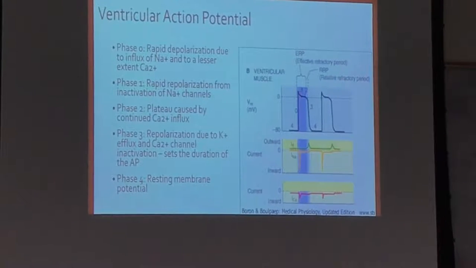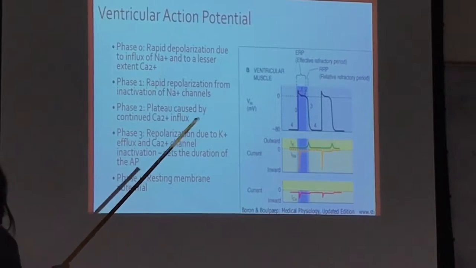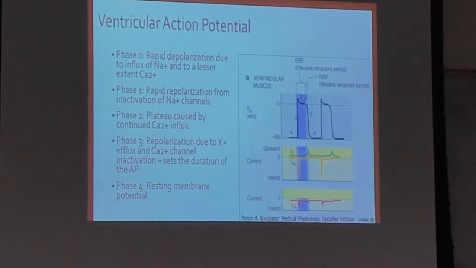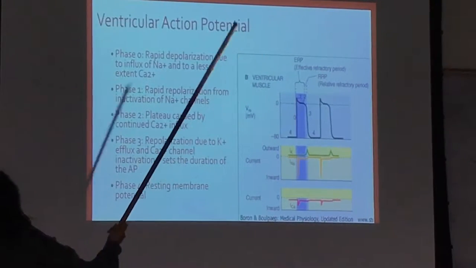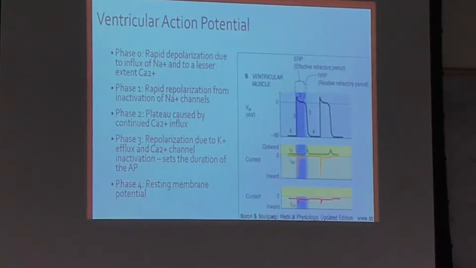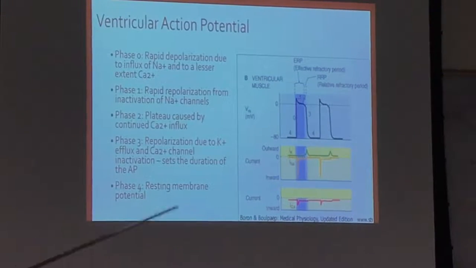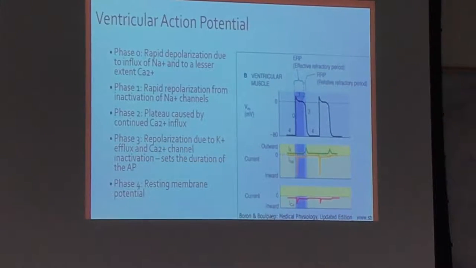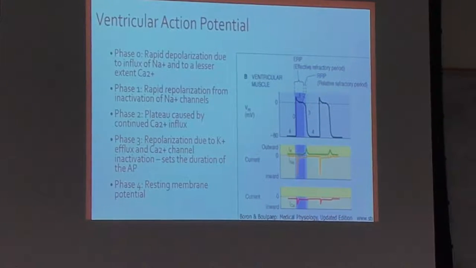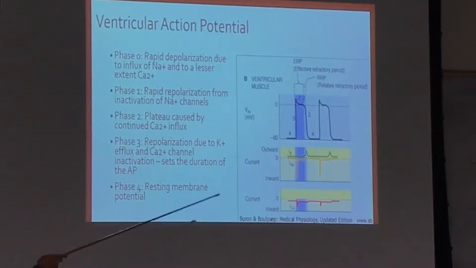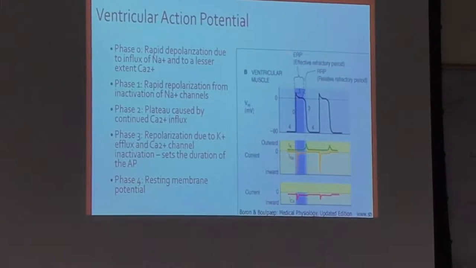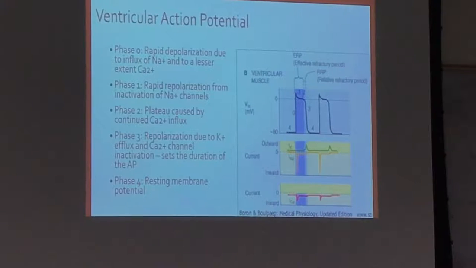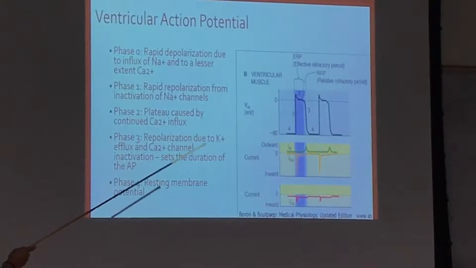Okay, so phase 0 is the rapid depolarization due to sodium coming in, and some calcium. Then you have phase 1, which is your rapid repolarization, the inactivation of sodium channels. Phase 2, you have the plateau, which is from calcium continuing to come in. Phase 3, you start your repolarization due to potassium channel activation and calcium channel inactivation. And then phase 4 is your resting membrane.